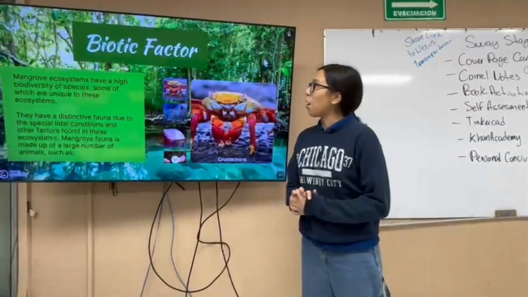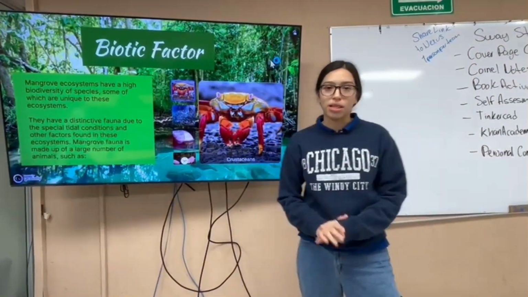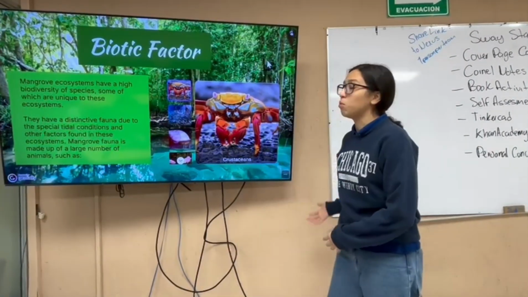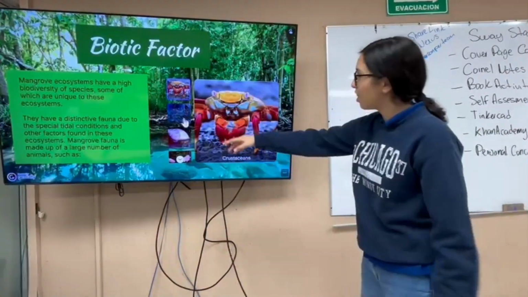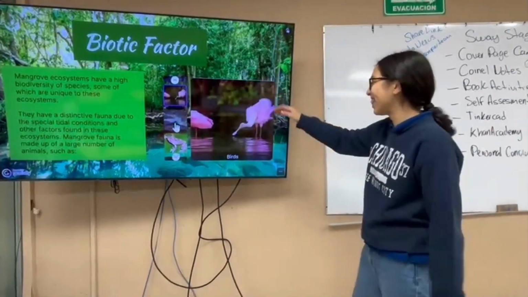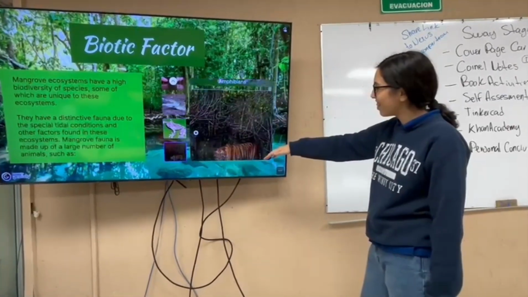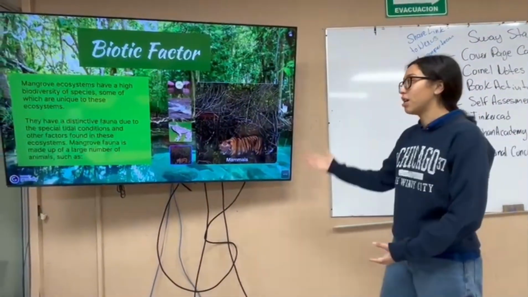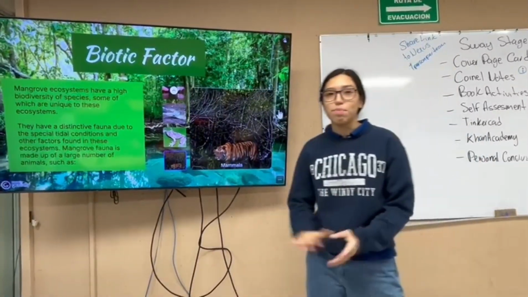Okay, I am going to talk about biotic factors. The mangrove ecosystem has many animals and plants. Some animals only live in mangroves. They can live in salty water and move with the tides. Some examples are crustaceans, fishes, birds, reptiles. Crabs are an example, and they live in the mud and help keep the place clean.